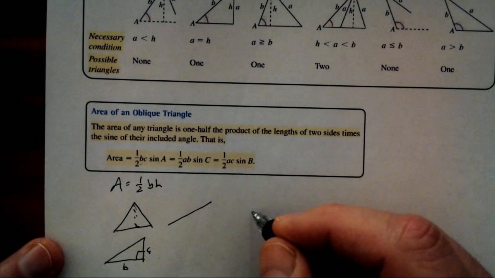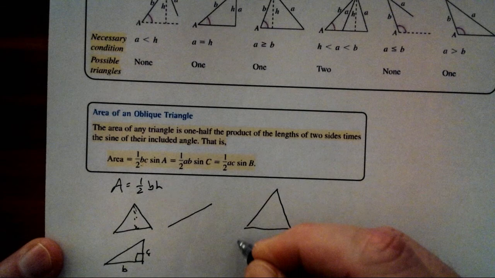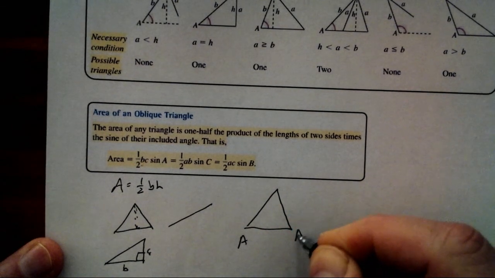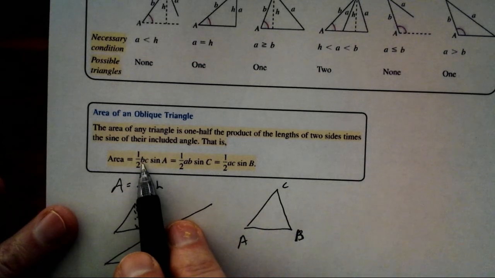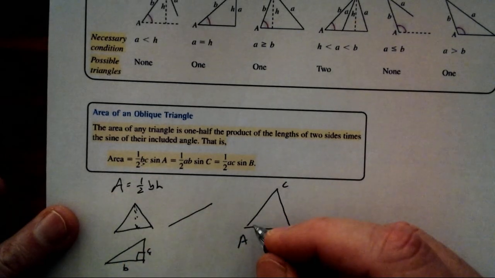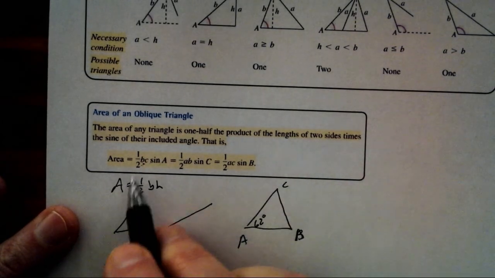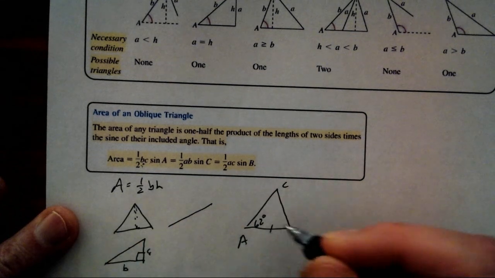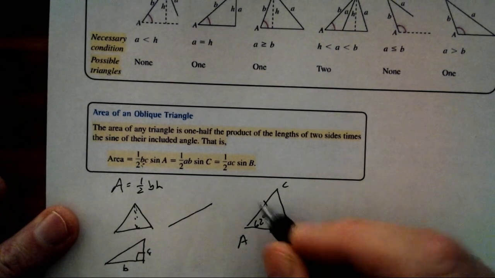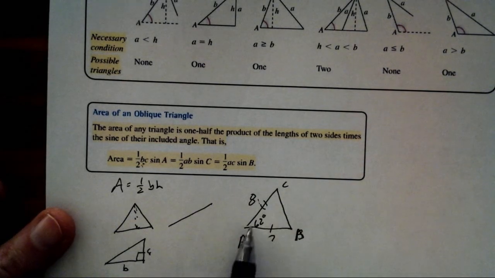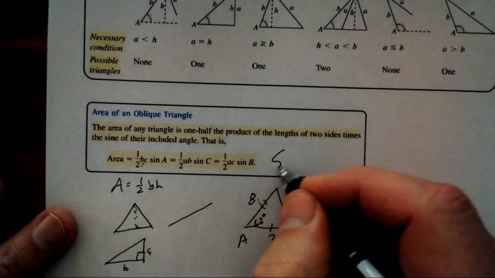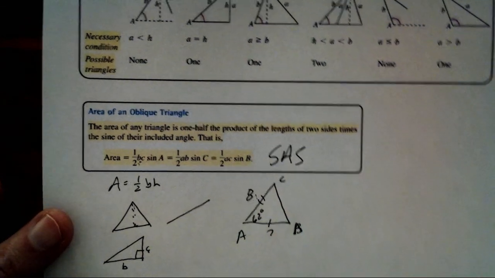So let's take a look. Area equals 1/2 BC sine of A. So this would be like I know angle A, 62 degrees, I know side B, and I know side C, 7 and 8. That's when we have side-angle-side. This is a side-angle-side formula.